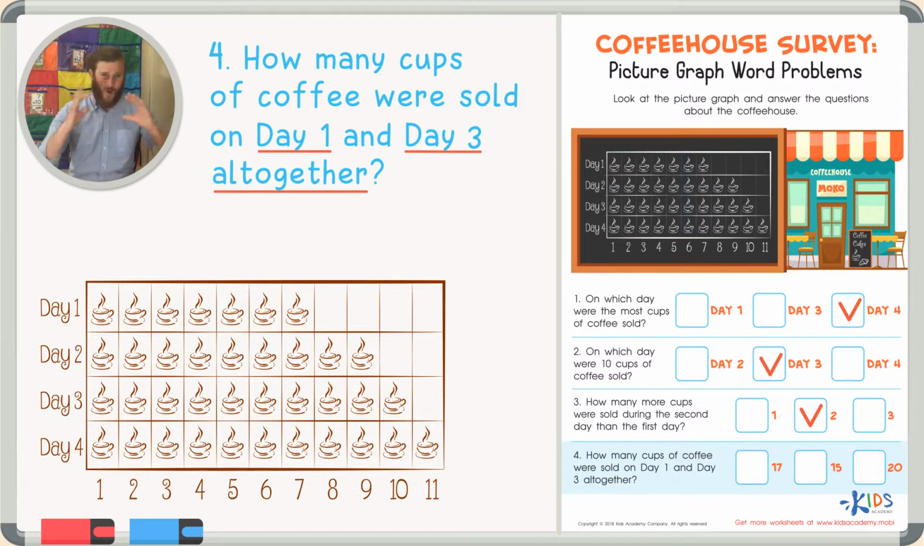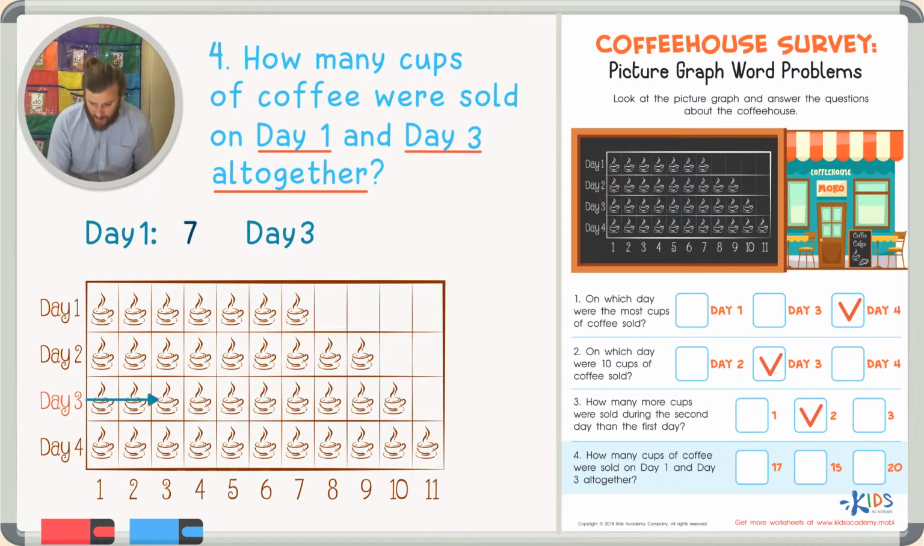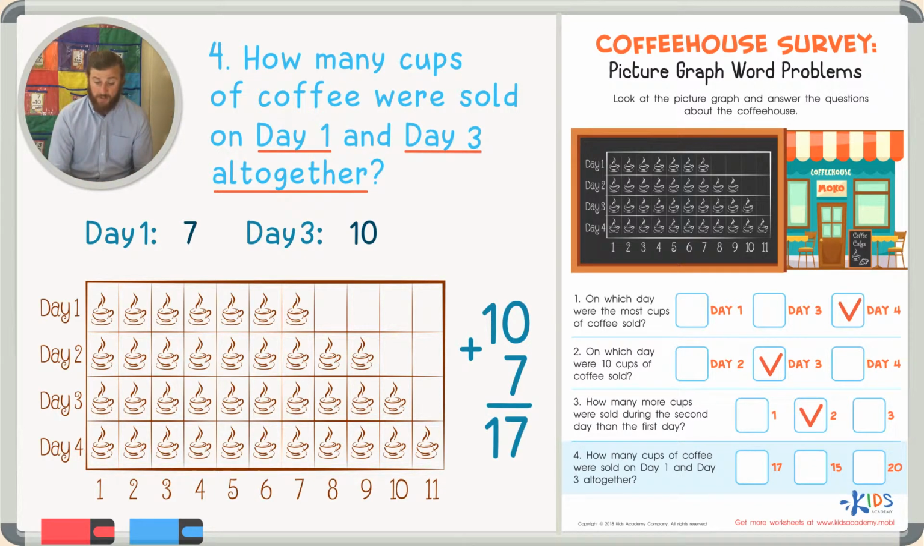Okay, so when I see that word all together, I think we're going to be adding and combining these numbers. So we want to know how many cups were sold on day 1 and day 3. So let's take a look at day 1. I remember on day 1, and from looking at our graph, there are 7 cups sold on day 1. And on day 3, if we look at our graph, we can see that there are 10 cups sold on day 3. So to find out how many cups there were all together, we can add 10 plus 7. We'll have to make sure our 7 is in the ones place lined up with the 0 of the 10. 0 plus 7 is 7, and 1 plus nothing is 1. So on day 1 and day 3, all together, there were 17 cups of coffee sold. Let's go ahead and check the number 17.